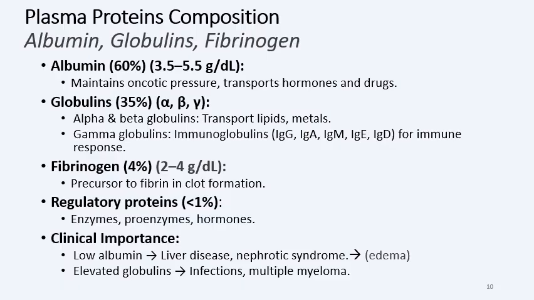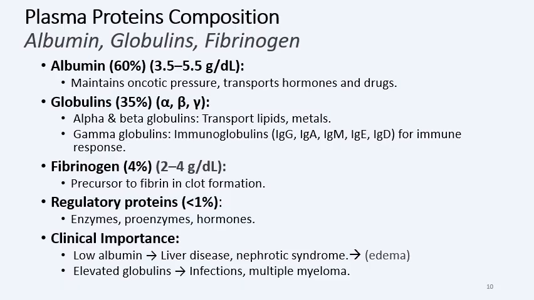Fibrinogen is about 4%, and it is a precursor of fibrin in clot formation, and it is important because it is one of the factors of coagulation. Deficiency of fibrinogen will lead to bleeding. Other regulatory proteins like enzymes, proenzymes, and hormones, some of them are important for us in hematology, and some are important in other parts of internal medicine and in medicine in general.